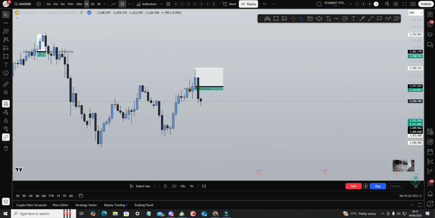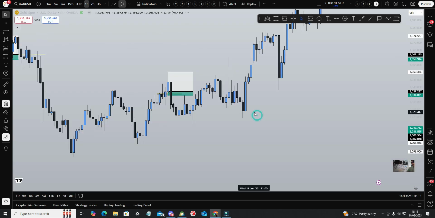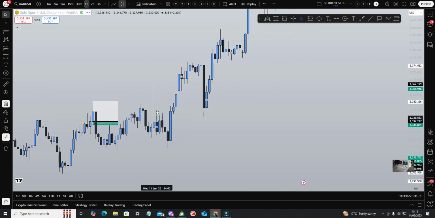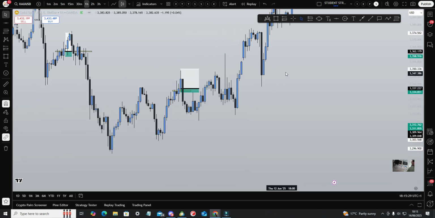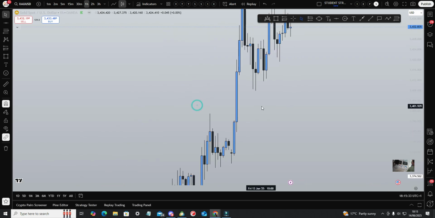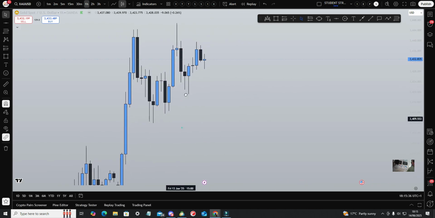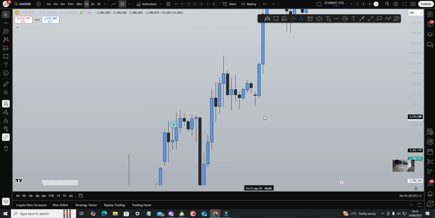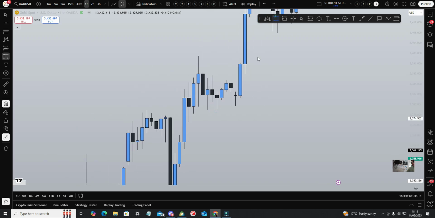So let me just move myself from there, and that's basically the idea. And backtest it, check out the win rate, check out the accuracy, which currency pairs it works best for you with. Let me see, we've got another one over here.